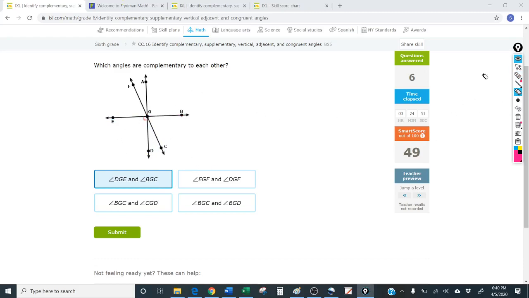Let's try some other ones. What about EGF and DGF? Okay, those would also not be complementary. What about BGC and CGD?